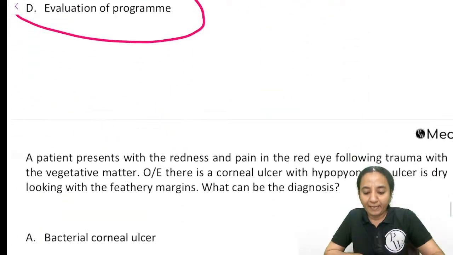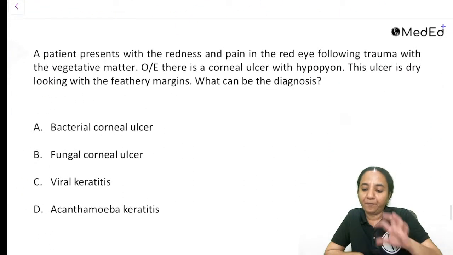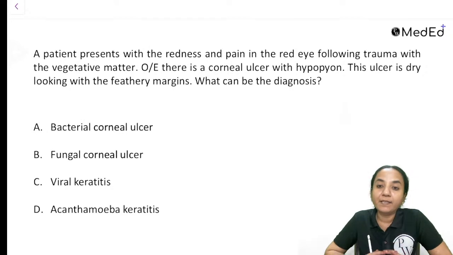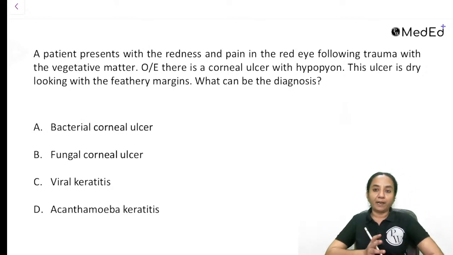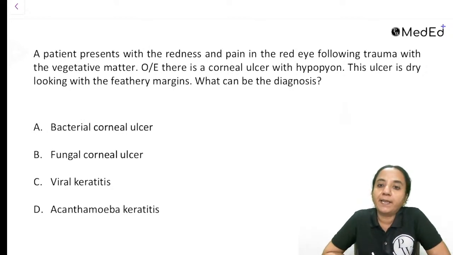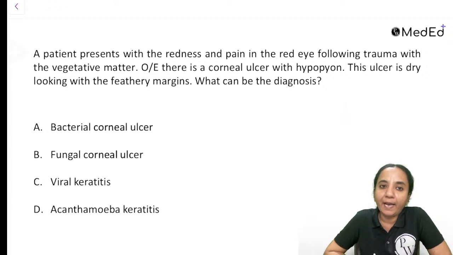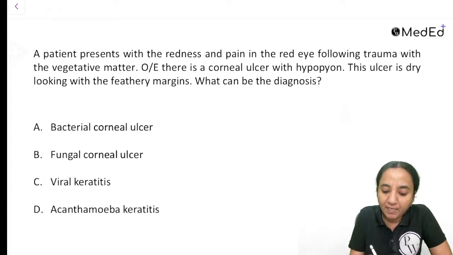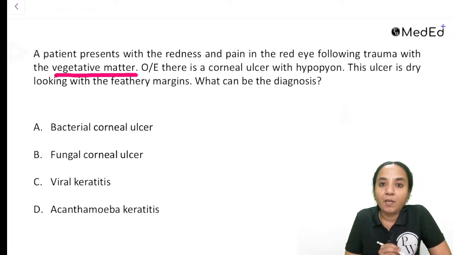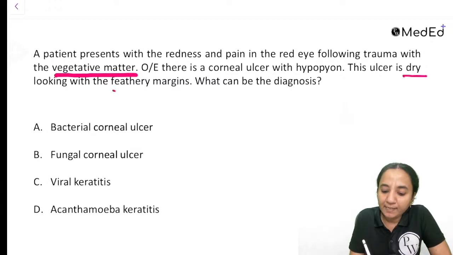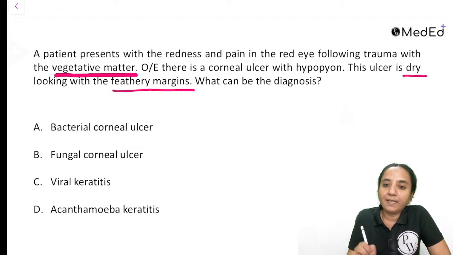Right? Let's go to the next. Again, a question that has been asked n number of times but is likely to be asked again. A patient presents with pain and redness in the eye following trauma with vegetative matter. Keyword: so there is a corneal ulcer. The ulcer is dry and the margins are feathery. So see, these are the keywords.